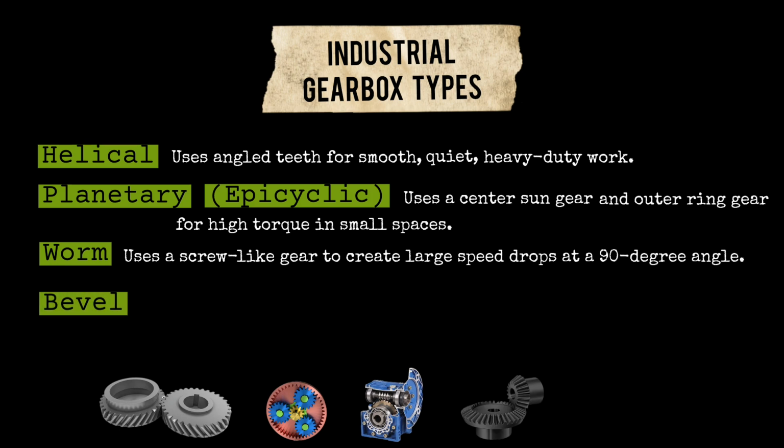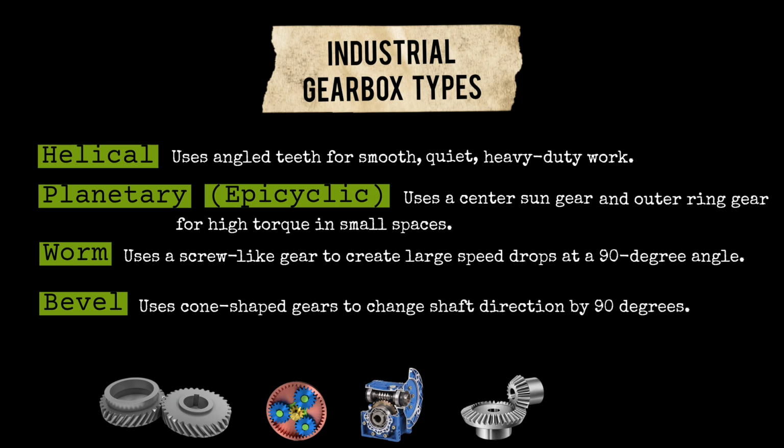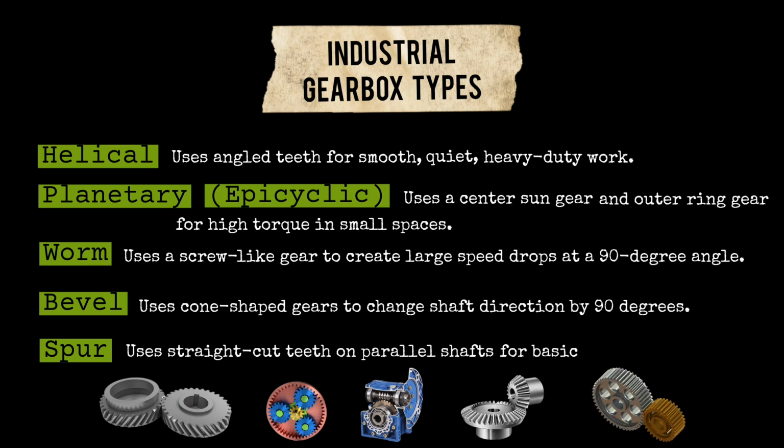Bevel. Uses cone-shaped gears to change shaft direction by 90 degrees. Spur. Uses straight-cut teeth on parallel shafts for basic speed changes.